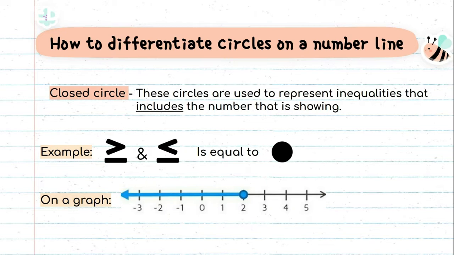The second type of circle is a closed circle. These circles are used to represent inequalities that include the number that is showing. For example, the greater than and equal to and the less than and equal to is equal to a closed circle. A closed circle meaning a circle but all filled up on the inside. On a graph, the closed circle would be plotted on top of a number, and the direction of the arrow rule goes the same way as with an open circle.